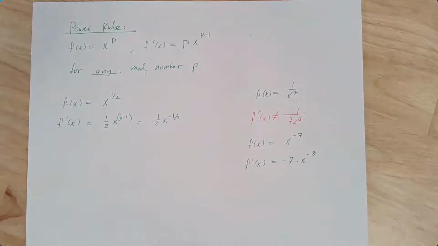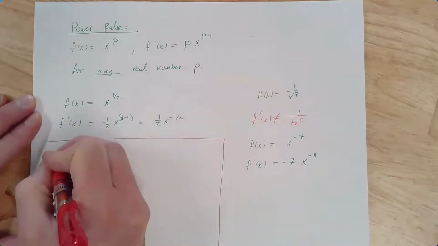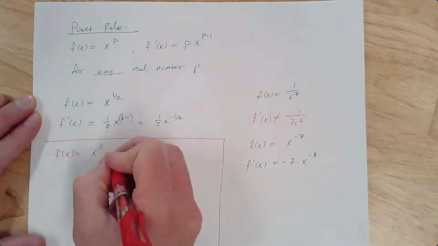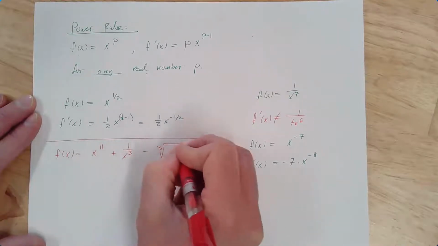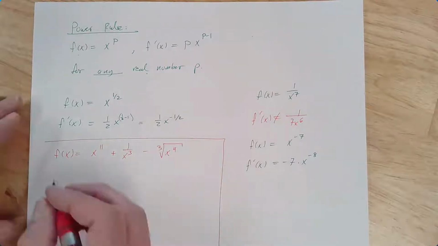So then we're going to just do some more examples. Like, what if we had something more complicated, like x to the 11th plus 1 over x cubed minus the cube root of x to the 4th. So I'm going to rewrite this, because if we see things that could be written as powers of x, we want to write them as just powers of x, meaning x to a power, no radicals, no denominators, no nothing. And we can definitely rewrite.